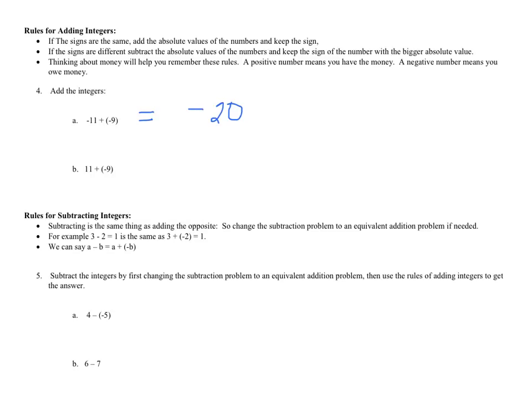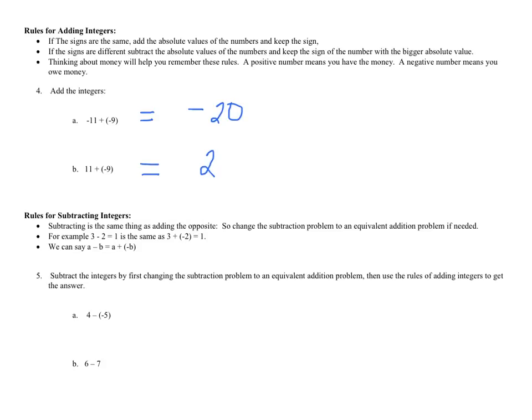For part B now, I have 11 plus negative 9. This is saying I have $11 and I owe $9. So I'll actually subtract these numbers. 11 minus 9 is 2, and I'll keep the sign of the larger number, the 11. Therefore, I have $2, which should make sense. I started with 11, I owe 9, I'm left over with 2.